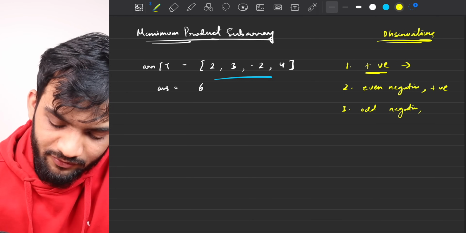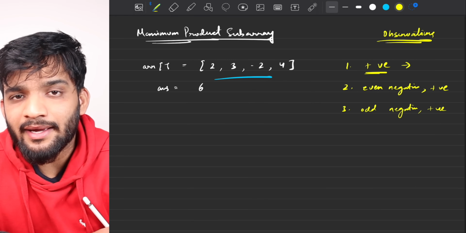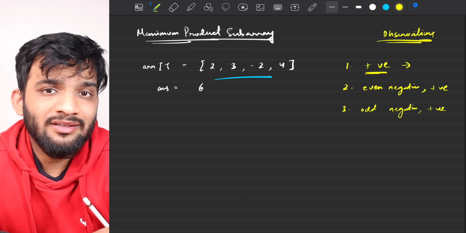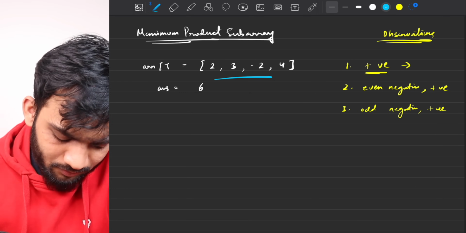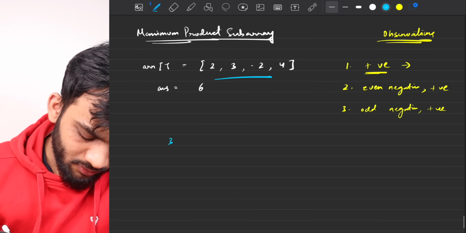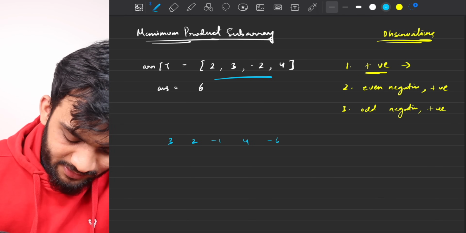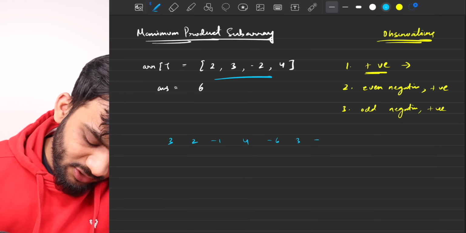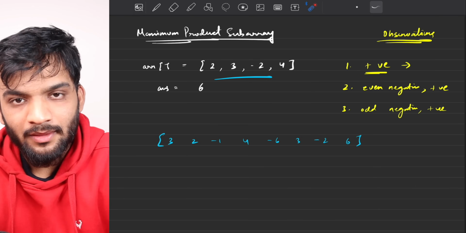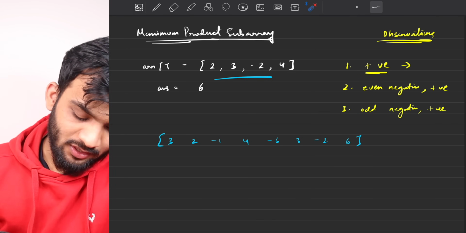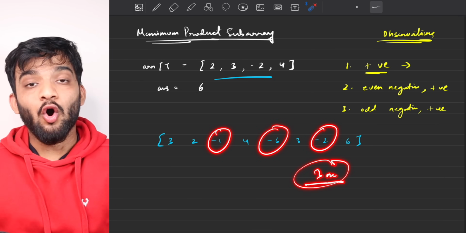What if there are odd negatives and others are positive? In that case, let me probably take some examples. Something like 3, 2, minus 1, 4, minus 6, 3, minus 2, let's say 6. So I've taken something like this. So I have odd negatives. 1, 2, 3. There are 3 negatives. 3 is an odd number.